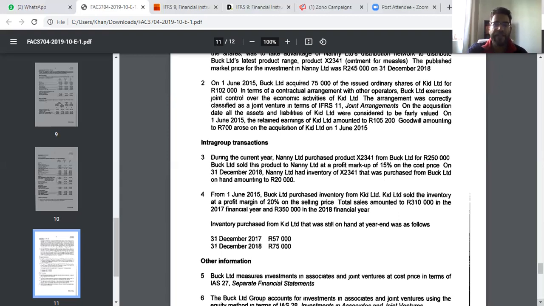So say during the current year, Nanny Ltd purchased product X2341 from Buck Ltd for 250,000 Rand. Buck sold this product to Nanny at a profit markup of 15% on the cost price. On 31 December 2018, Nanny had inventory of X2341 that was purchased from Buck Ltd on hand amounting to 20,000 Rand. So there's only something that we have in the current year.